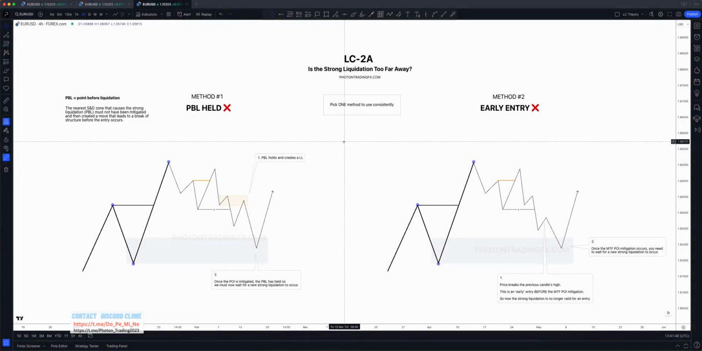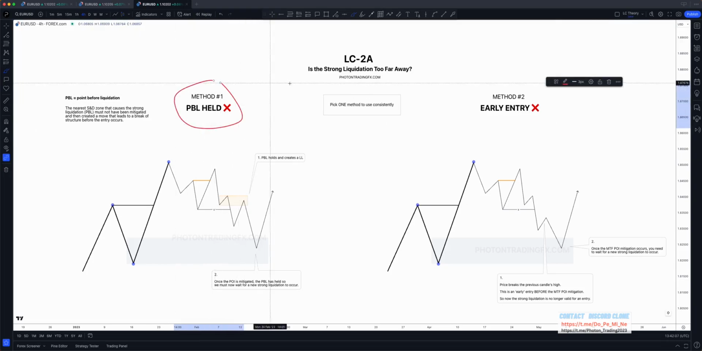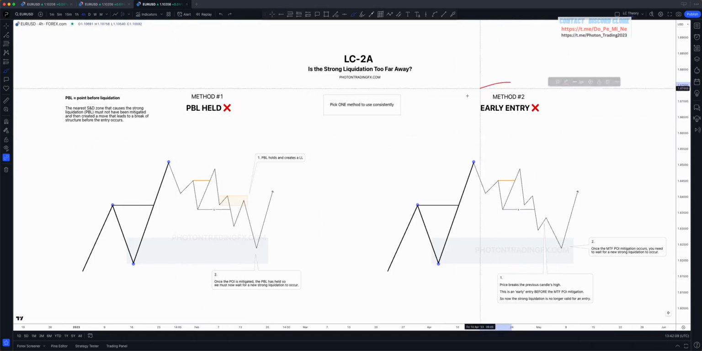So this is where you have the two methods side by side. In the previous lesson, we learned the PBL method. Once we get our POI mitigation, if the PBL was already held and made a new low, then we don't look for a trade. That's one method. So you only use one method. You don't use both. You have to pick one. So that's the PBL method that we learned before. In this lesson, we're calling it the early entry method, the early entry invalidation method, whatever.